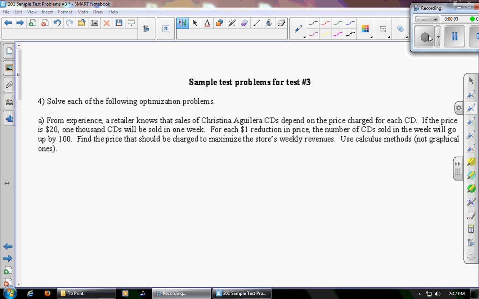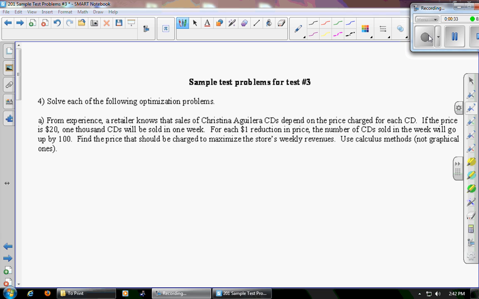This is problem number 4A from the sample test problems for test number 3. Solve each of the following optimization problems. From experience, a retailer knows that sales of Christina Aguilera CDs depend on the price charged for each CD. If the price is $20, 1,000 CDs will be sold in 1 week. For each $1 reduction in price, the number of CDs sold in the week will go up by 100. Find the price that should be charged to maximize the store's weekly revenues. Use calculus methods, not graphical ones.